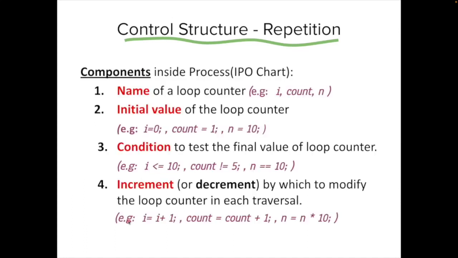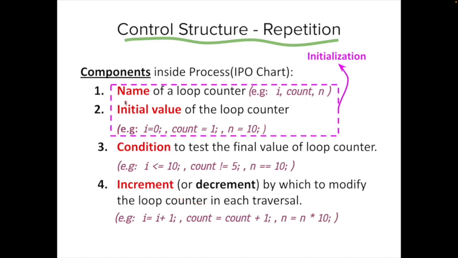Okay, so let's look on these components inside process. Okay, so the first one is we should have a name of a loop counter. The second is initial value of the loop counter. Third one, condition for the loop counter. Increment or decrement, which is to modify the loop counter in each traversal. Apa kau maksudnya ni, madam? Okay.